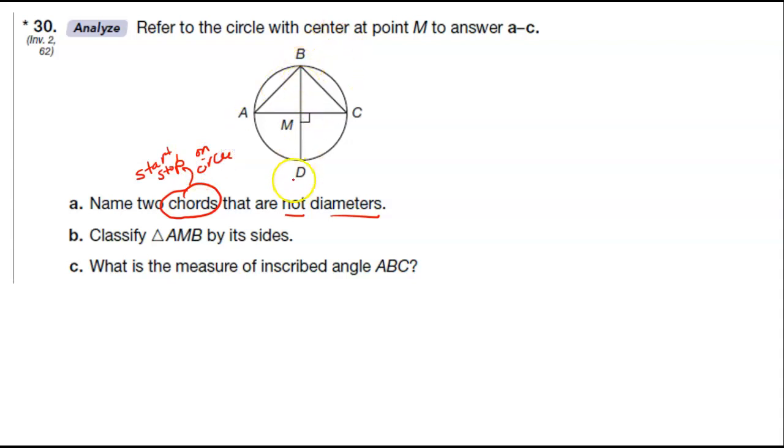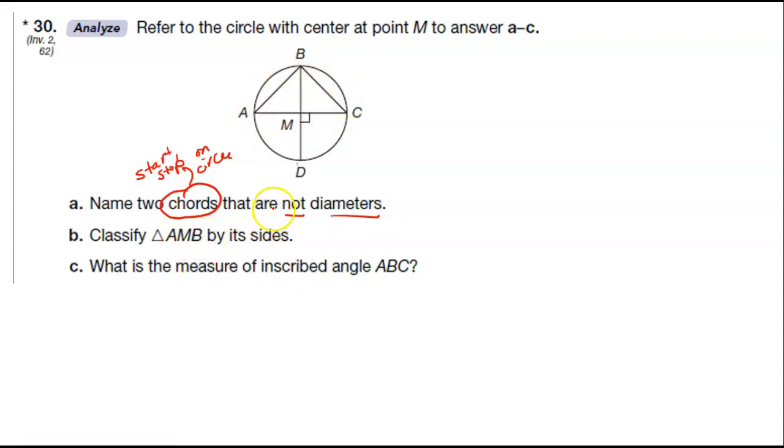So let's see. MD is a chord, but that's a diameter. I'm sorry, BD is a chord, but that's a diameter. MD is not a chord. It doesn't start and stop. AB is a chord and BC is a chord. They're both not diameters. AC is a chord that's a diameter. So you have 2 diameters and you have 2 chords that are not diameters.